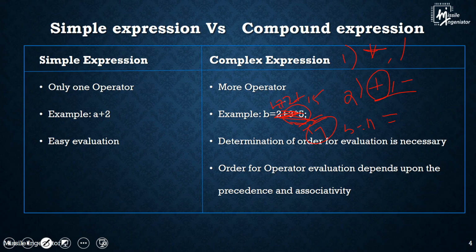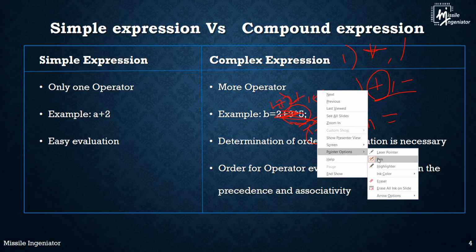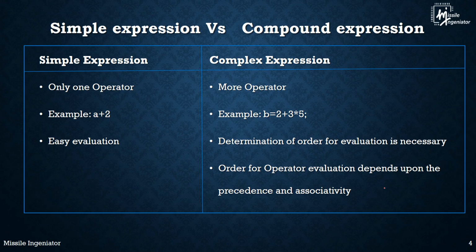So now we have to assign. Let me clear this. We have 2 plus 15, so that value is 17. So we have b equal to 17. Now we assign the value to b, because as b is on the left side, it can modify the value of b. So this is how you perform operations on a compound expression.